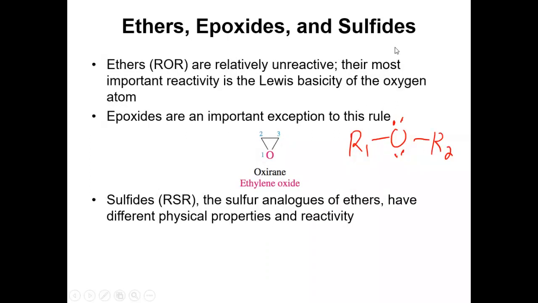And ethers are pretty difficult to make react. The only exception is epoxide. Epoxide is actually quite reactive, and we already looked at one type of reaction in chapter 15. That reaction will be tested. So in a synthesis problem, just to give you a hint. So why is epoxide so reactive? Can anyone tell me why epoxide is so reactive, but regular ether is not reactive?